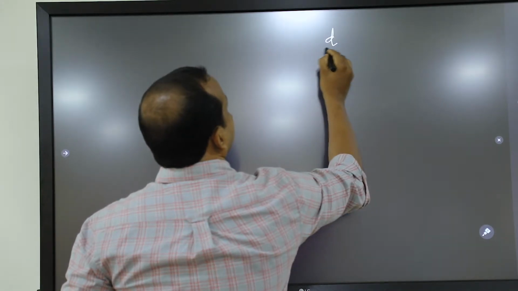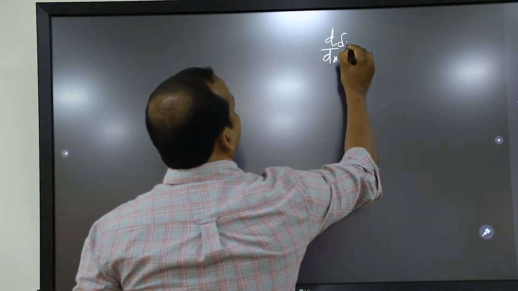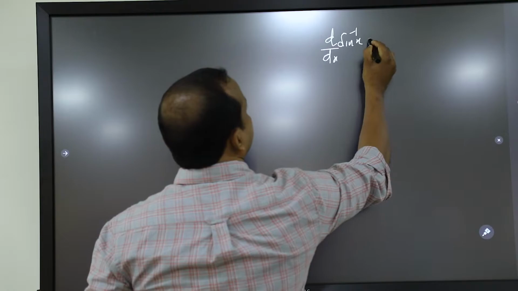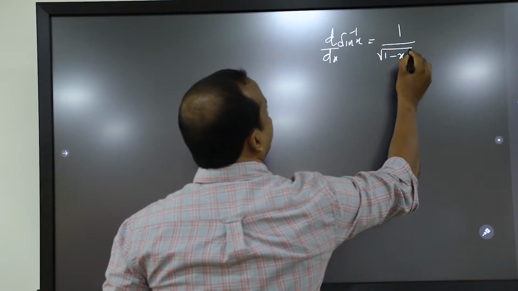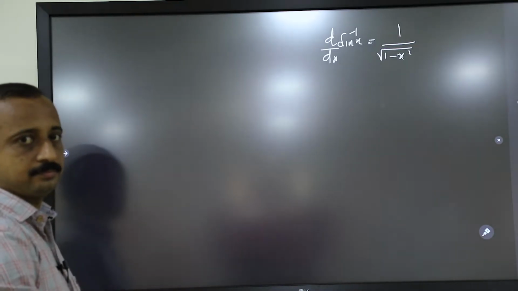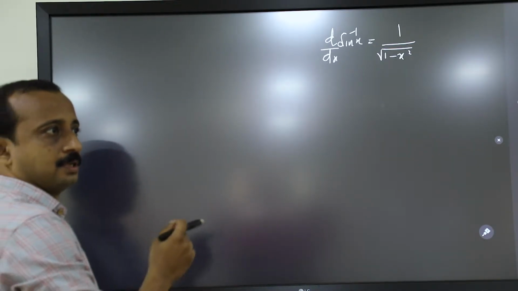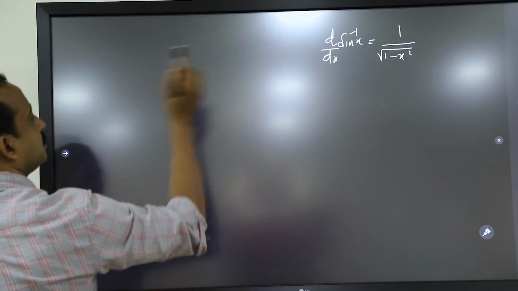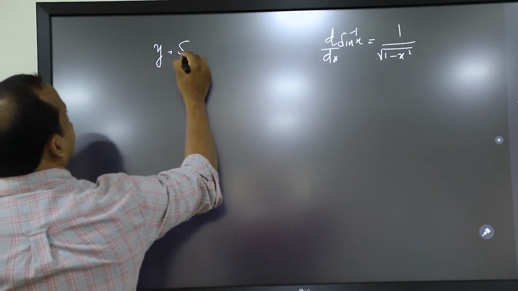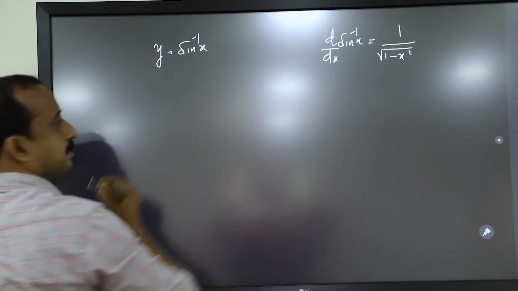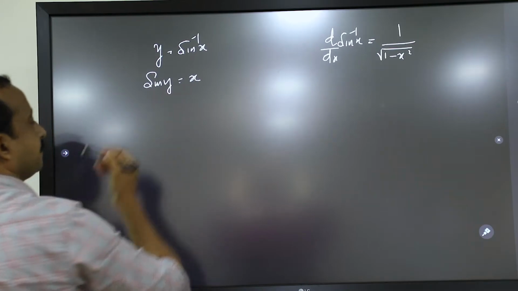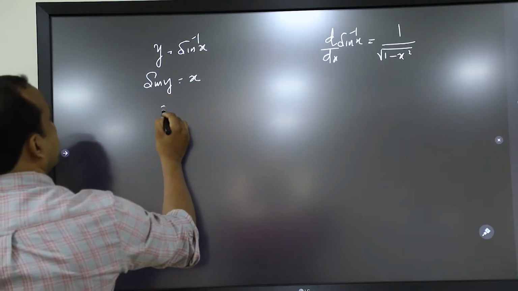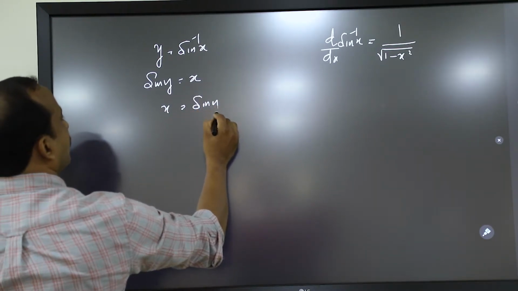That means first is d by dx of sine inverse x. Derivative of sine inverse x, answer is 1 by root of 1 minus x square. Now discuss how to get this derivative. That means y is equal to sine inverse x. That is sine y is equal to x. That is x is sine y.